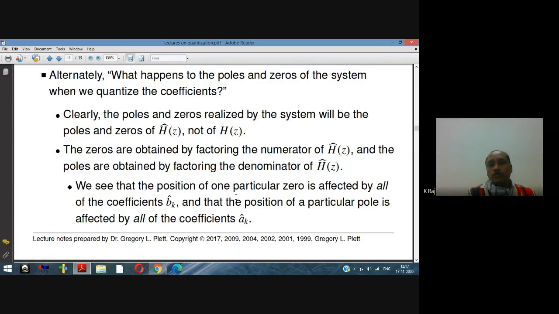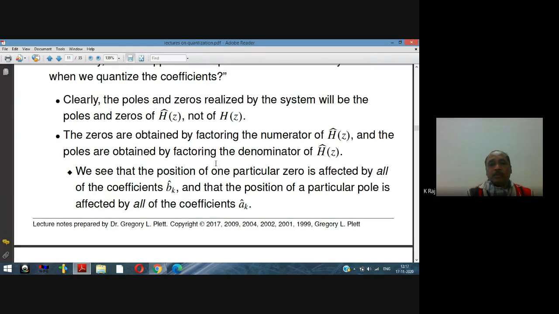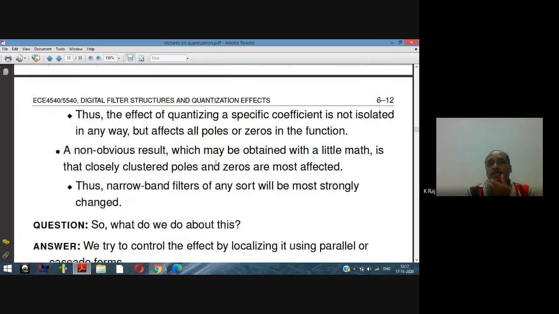We see that the position of one particular zero is affected by all the coefficients b_k. The b_k are in the numerator, so if there is a change in any one coefficient, all the zeros will be affected by that change. Similarly, if we change any one coefficient in the denominator, then all the poles will be affected by that change in the a_k. Thus, the effect of quantizing a specific coefficient is not isolated in any way, but affects all poles and zeros in the function.